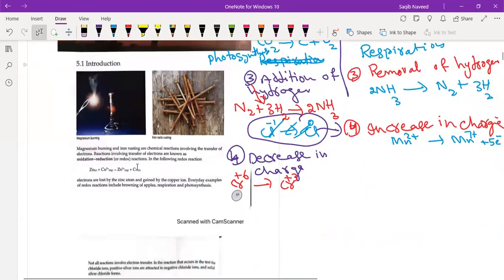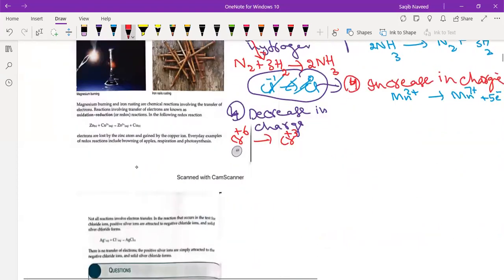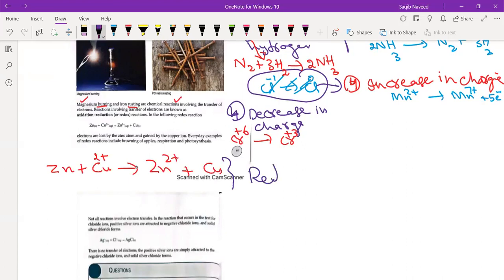So any question from this comparison? No, not this. Okay. So what he says, when magnesium is burning, magnesium burning and iron rusting are the chemical reactions involving transfer of electrons. So reaction involving, okay, look at this equation. I am writing it again. Zn plus Cu2+ making Zn2+ plus Cu. So what is it? This is the redox process.